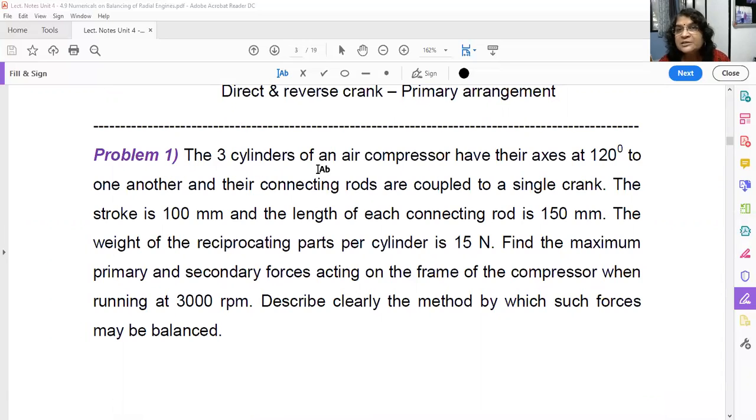The 3 cylinders of an air compressor have their axes at 120 degrees to one another and their connecting rods are coupled to a single crank. The stroke is 100 mm and the length of each connecting rod is 150 mm. The weight of reciprocating parts per cylinder is 15 Newton. Find the maximum primary and secondary forces acting on the frame of the compressor when running at 3000 RPM. Describe clearly the method by which such forces may be balanced.